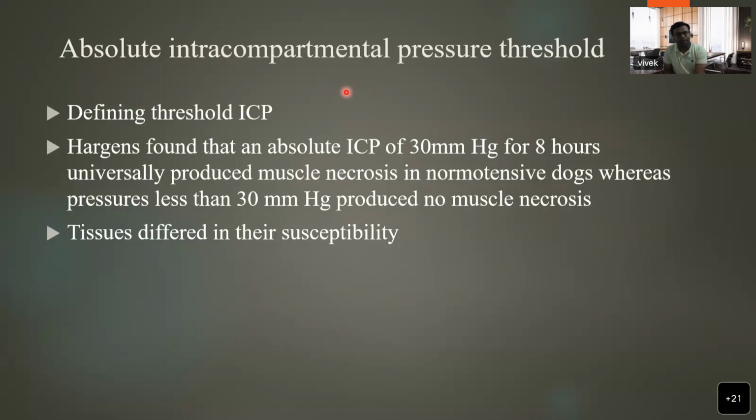Absolute intracompartmental pressure threshold. This is another theory which tried to define the threshold intracompartmental pressure. Hargens found that an absolute intracompartmental pressure of 30 mm of mercury for 8 hours universally produced muscle necrosis in normotensive dogs, whereas pressures less than 30 mm produced no muscle necrosis. This theory again did not take into consideration the dynamic intra-arterial pressure due to the arterial blood flow, and this study was basically useful to know that tissues differed in their susceptibility even when similar pressure is applied.